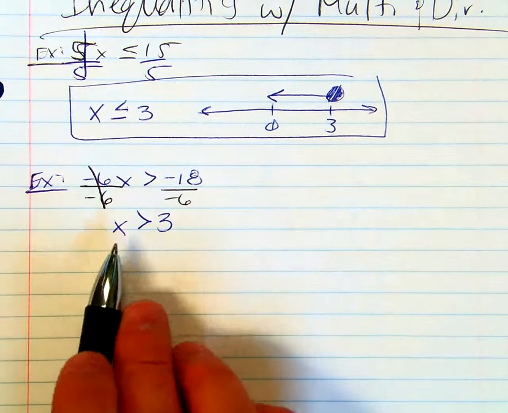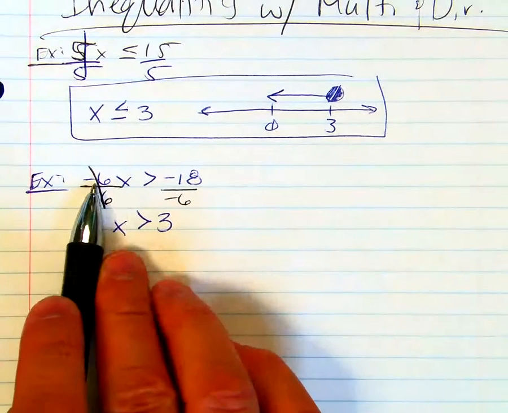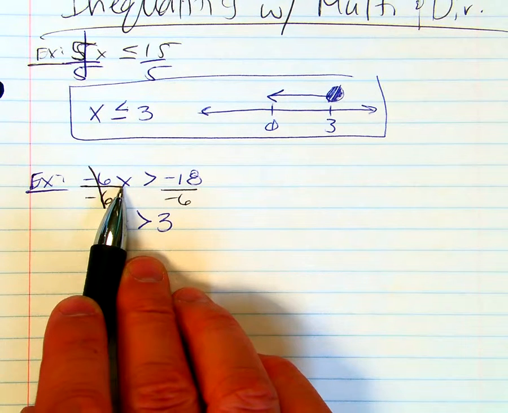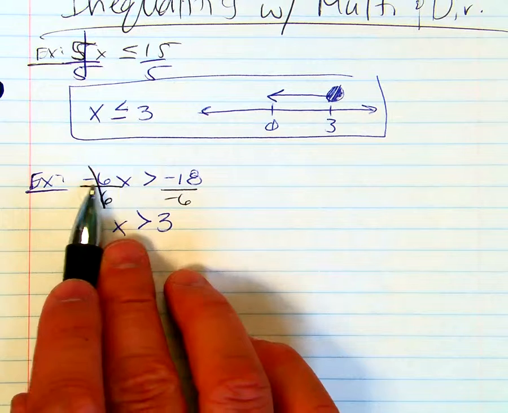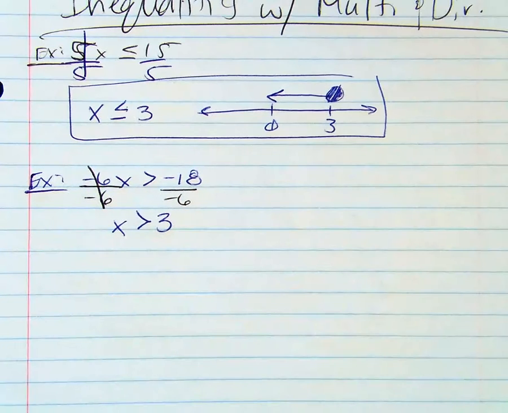But it doesn't mean I plug in a 3. Your solution says x is greater than 3. X is every number that is bigger than 3. So you need to pick a number that is bigger than 3 and plug it in to see if it works. So let's plug in a 5. 5 is bigger than 3. Negative 6 times 5, that would be negative 30. So if I plugged in a 5, it would say that negative 30 is greater than negative 18. No, it's not.